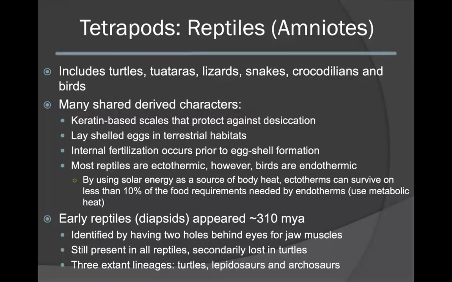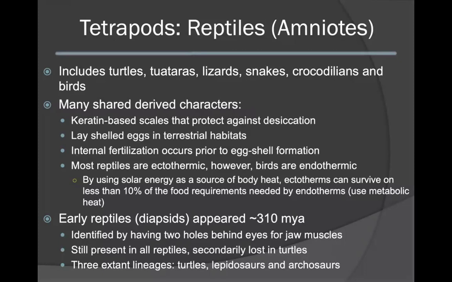One of the major groups of amniotes includes the reptiles. These are represented by turtles, tuataras, lizards, snakes, crocodilians, and birds. Reptiles share many derived characters, such as the presence of keratin-based scales to help protect against desiccation on land. Many reptiles will also lay shelled eggs in a terrestrial habitat. As a result, internal fertilization must occur prior to the deposition or formation of the eggshell.